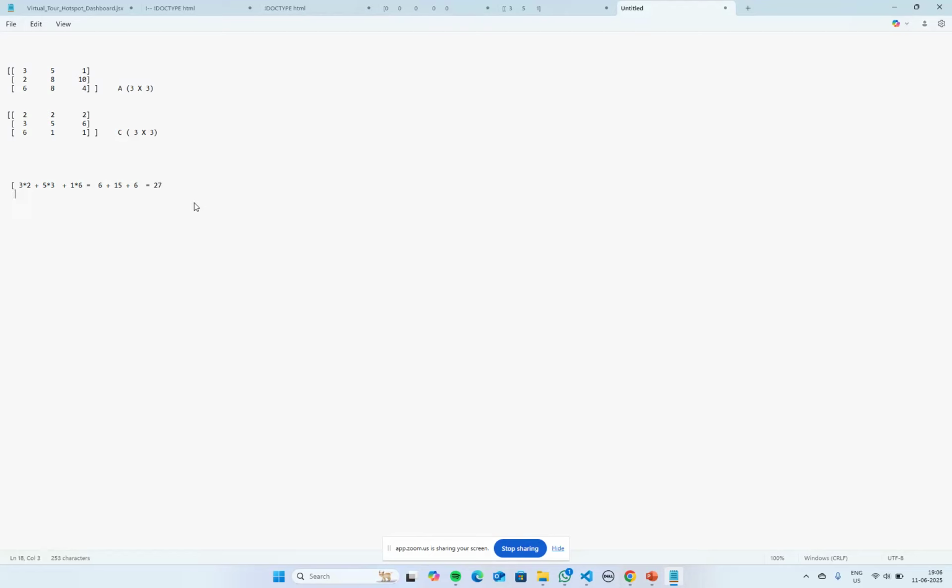Consider this one. Then what we do is, the first row is there, right? We'll multiply with the second column. So 3 cross 3, then plus 5 cross 5. So we are taking this 5.